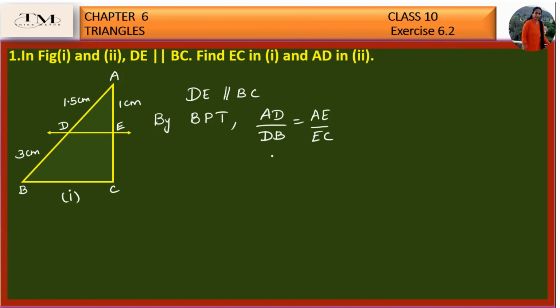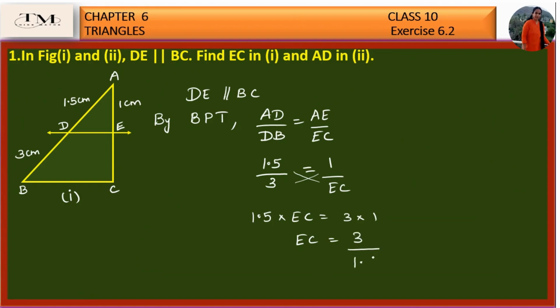So AD by DB equals AE by EC. What is AD? It is 1.5. DB is 3. AE is 1 centimeter. We have to find EC. So let us cross multiply: 1.5 into EC equals 3 into 1. So EC will be equal to 3 into 1, which is 3. 1.5 is in product; when we change the side, it will be in division.